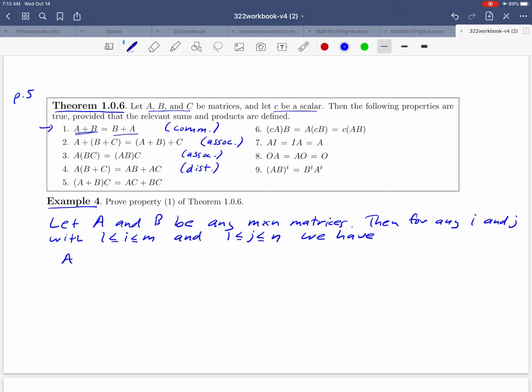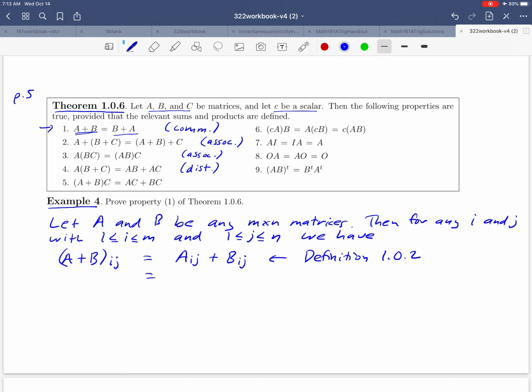We're going to look at the entry in the ith row and the jth column of A plus B. What we need to show is that's the same number as the entry in the ith row and the jth column of B plus A, and we'll prove that in a sequence of steps here. So let's start with the definition that we have of this. It tells us that we can get that entry by taking Aij plus Bij. That was just our definition of matrix addition, specifically definition 1.0.2.